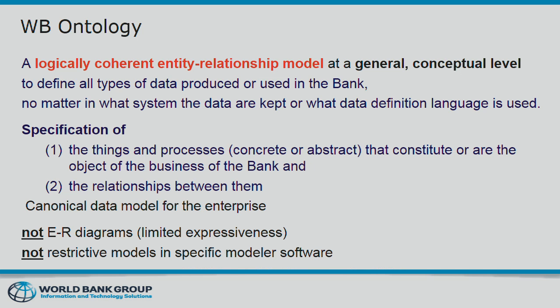So what is an ontology? You will find many complicated definitions. Mine here is simple. It's an entity relationship model at a general conceptual level. It defines all kinds of data that exist and are used in the bank. So that means the things and the processes the bank works with, and it means relationships between things and processes and so forth. So you could say it's a canonical data model for all of the bank's data.